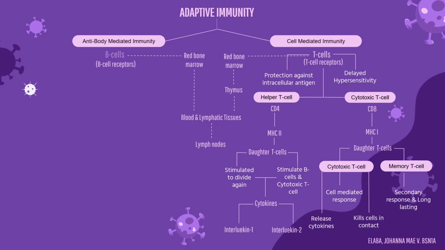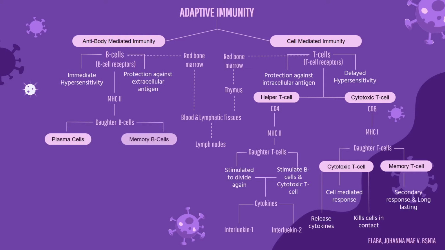Now let's move on to the B cells. The B cells are the immediate hypersensitivity. It is a protection against extracellular antigens. The B cells will use the MHC II and produce two daughter B cells, just like the other, namely the plasma cells and the memory B cells. The plasma cells are the primary response, and they produce antibodies, usually called the gamma globulins or the immunoglobulins. The immunoglobulins have five different kinds.